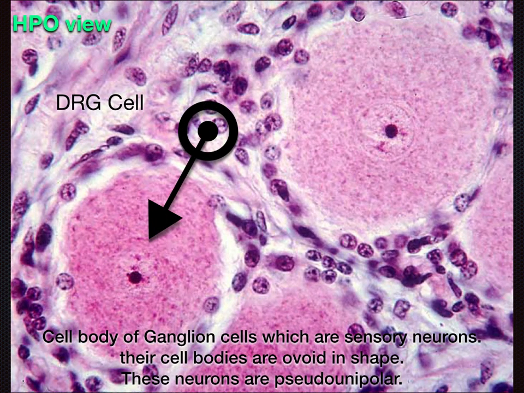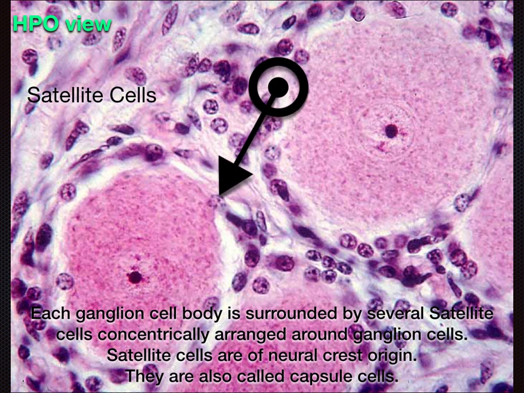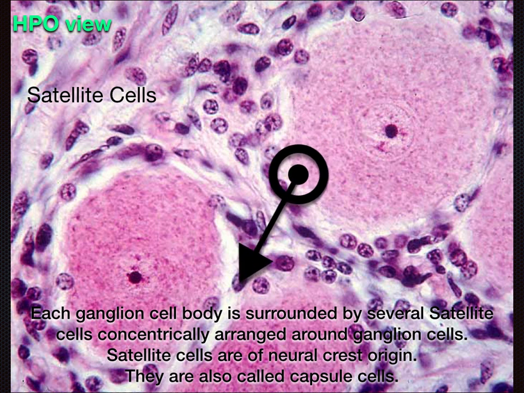At HPO, we can now see the cell body of ganglion cells, which are sensory neurons. Their cell bodies are ovoid in shape. These neurons are pseudo-unipolar. Each ganglion cell body is surrounded by several satellite cells, concentrically arranged around ganglion cells. Satellite cells are of neural crest origin. They are also called capsule cells.